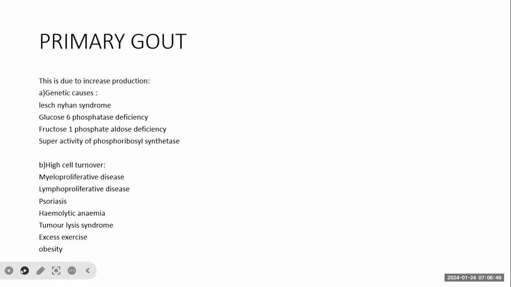It can also be from high cell turnover. So patients with myeloproliferative disease, lymphoproliferative disease, psoriasis, hemolytic anemia, tumor lysis syndrome, where the cells have to be broken down over and over again. That leads to high uric acid, excess exercise, and obesity.